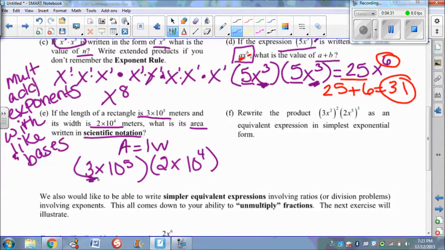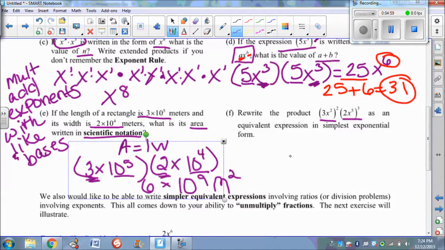Okay, well, my coefficients are the 3 and the 2. So 3 times 2 is 6 times, and then I have 10 to the 5th and 10 to the 4th. Those are my like bases, so I can add those exponents where I end up with 10 to the 9th. So the area of that is 6 times 10 to the 9th, and they did give us a unit there, and it's meters squared. So let's apply it to this one.